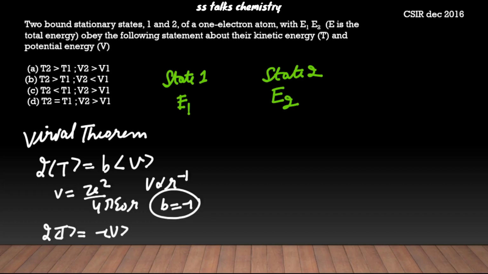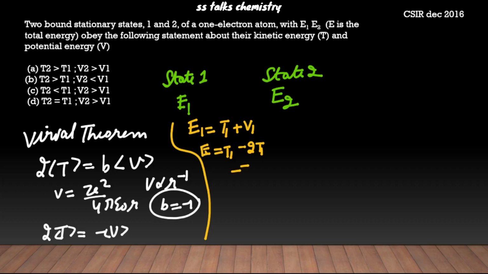So this is in the state 1, the energy E1 that you are having. This is the sum of the kinetic energy T1 plus the potential energy V1 in it, right? Now here, in terms of the kinetic energy only if I am finding, the potential energy is minus 2 times T1. So the total energy in terms of that will become minus T1. So this is the energy E1, which is equal to minus T1, right?